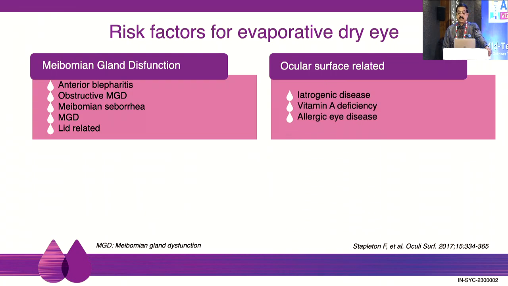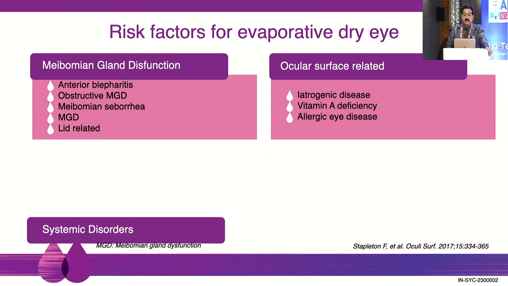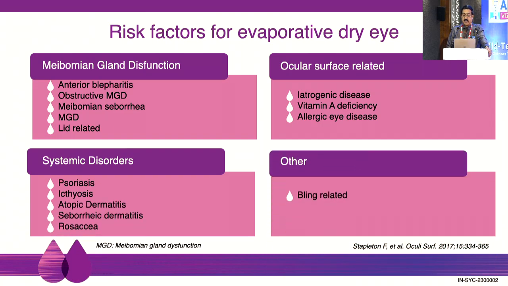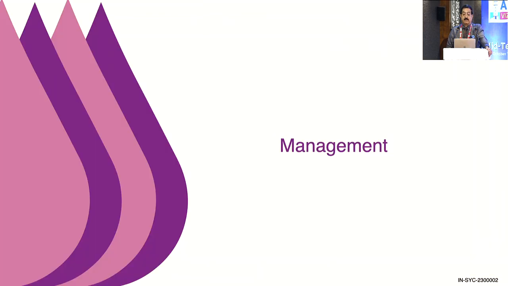The ocular surface related dry eyes are there. Also, the systemic disorders do contribute, of course, to a smaller subset, but there are others as well, and the lid disorders, the Parkinson's, and the contact lens wearers. Also is the post-refractive surgery patients who are at risk with dry eye.